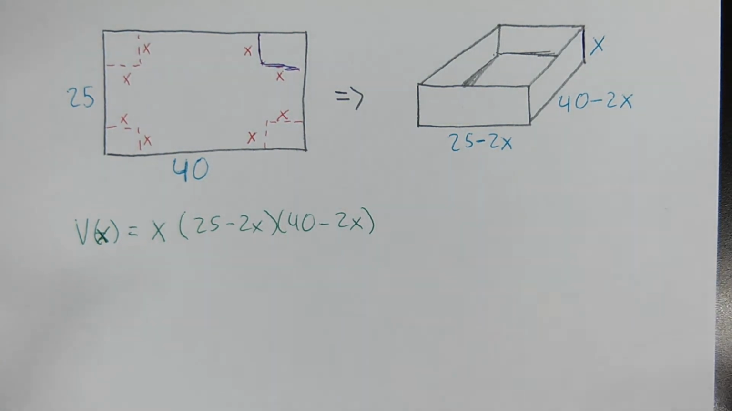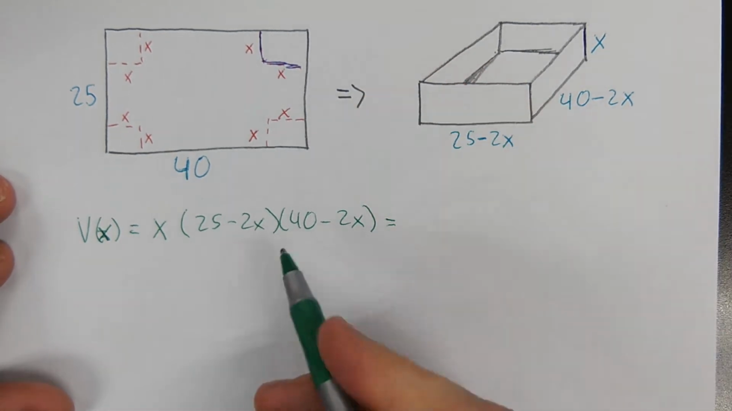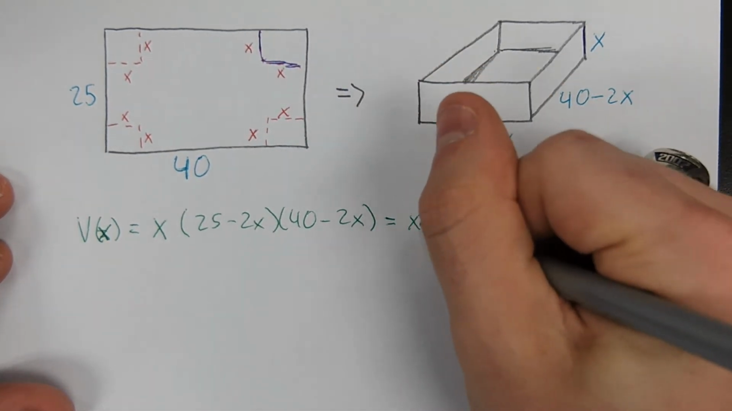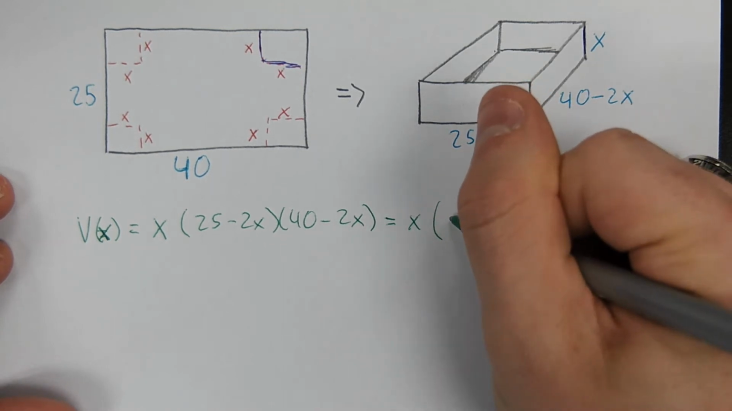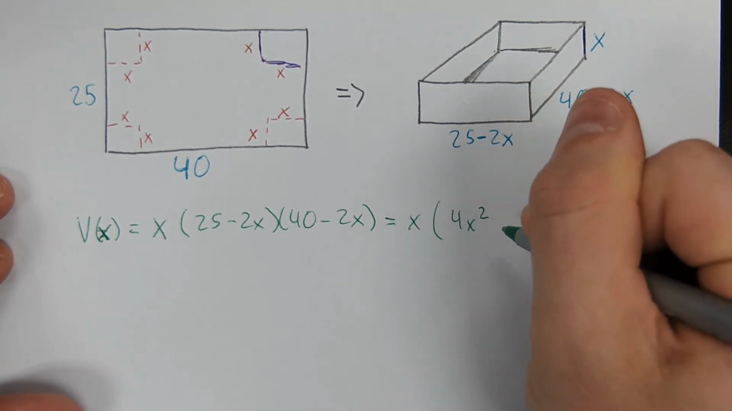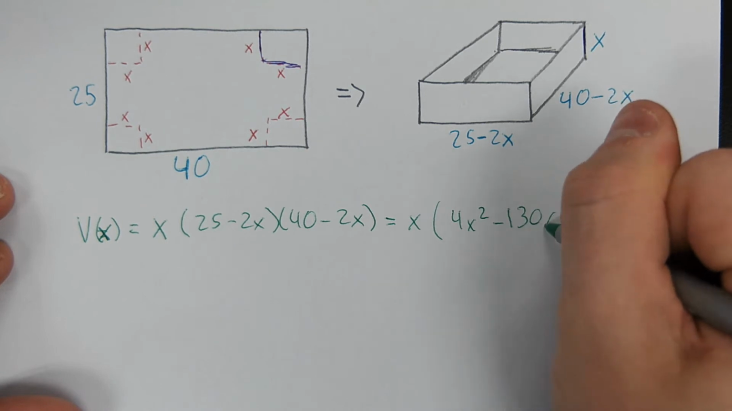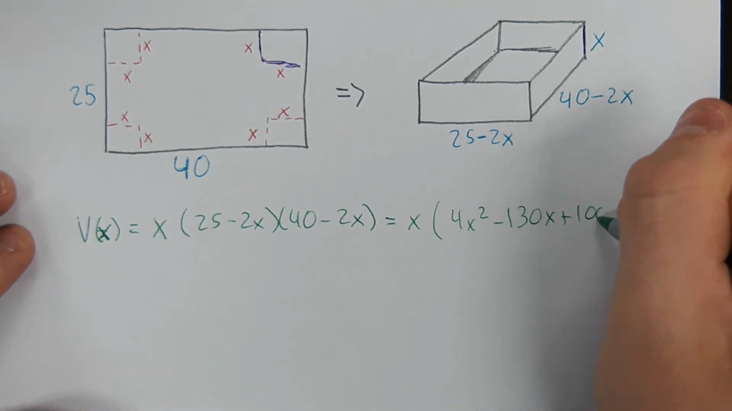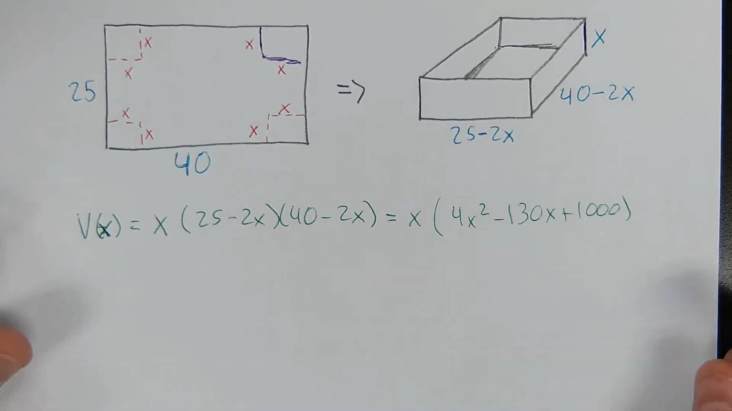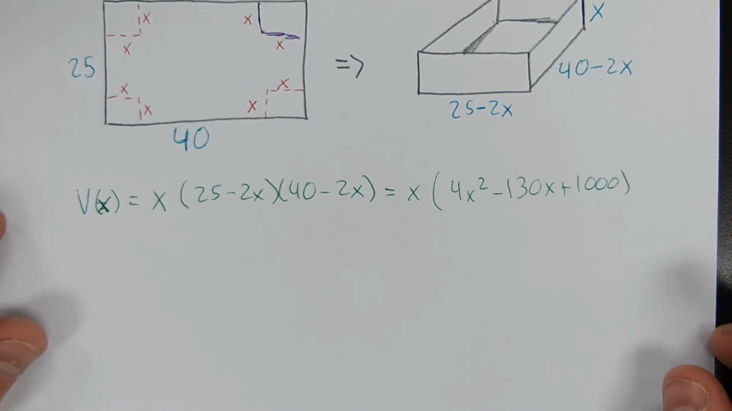Since this is a senior level IB class, I'm going to assume everybody in the room knows how to FOIL. When you FOIL these two together, you still have that x on the outside, giving you 4x squared. Of course, I've also written it in standard form, minus 130x plus 1,000. And then lastly, distribute your x.